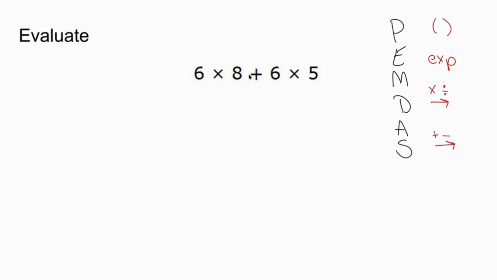So let's take a look at what we have. Do I have any parentheses? No. So we're going to skip that step. Do I have any exponents? No. So I'm going to skip that step. Do we have any multiplication or division left to right? Yes, we do. In fact, I have 2 of them.